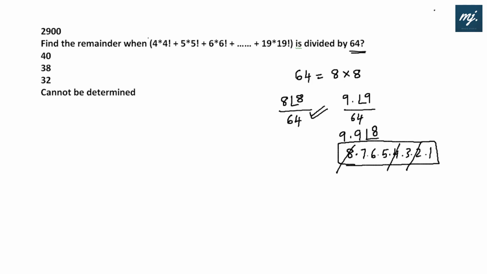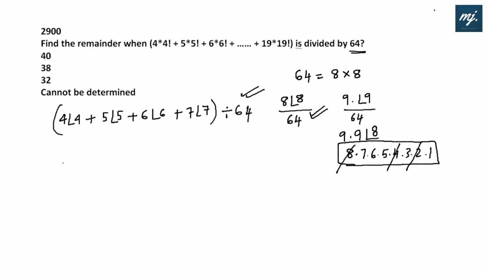That means our expression ends up to 4 into factorial 4 plus 5 into factorial 5 plus 6 into factorial 6 plus 7 into factorial 7. This only needs to be divided by 64. We are looking for the remainder for this particular expression only, because 8 into factorial 8 and further any factorial are clearly fully divisible by 64. Now let's take this up one by one quickly.